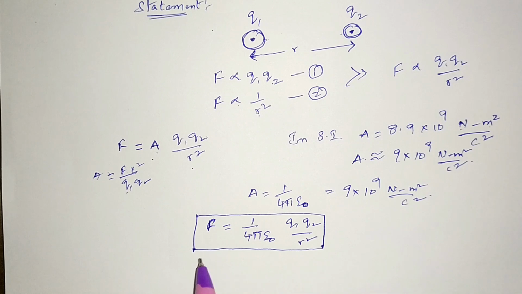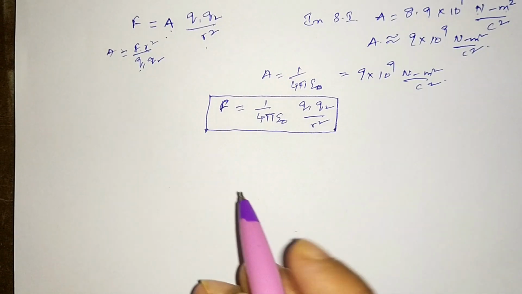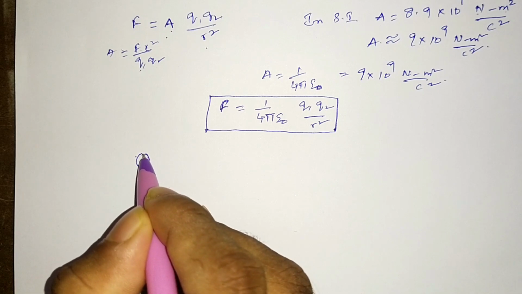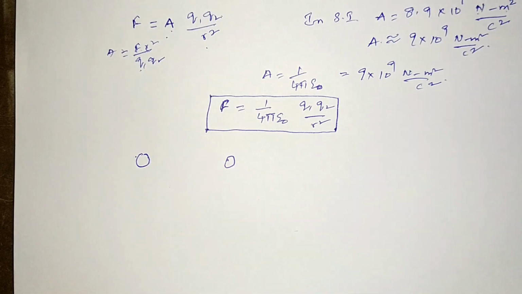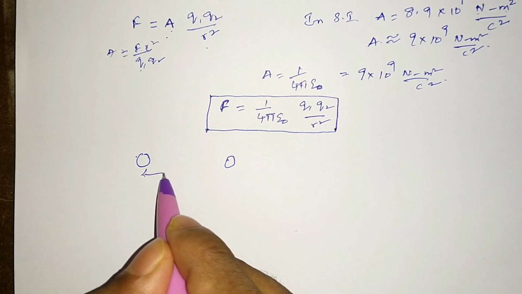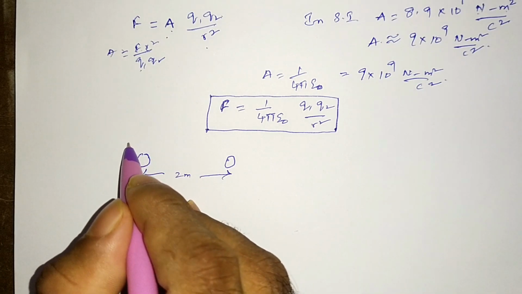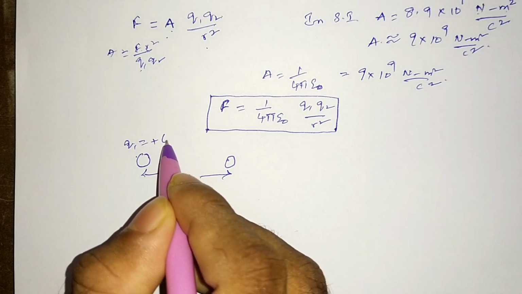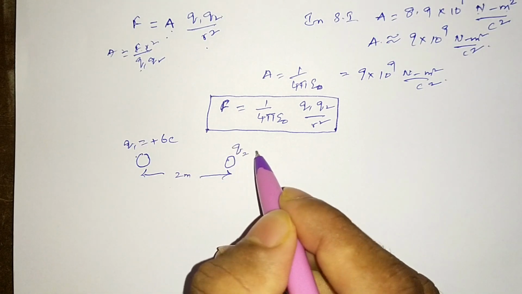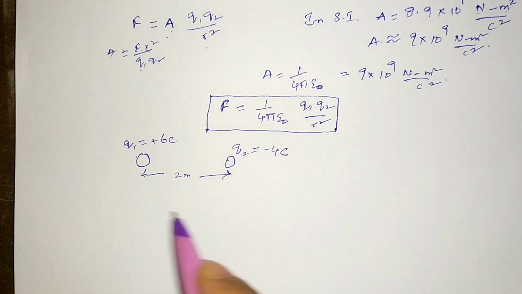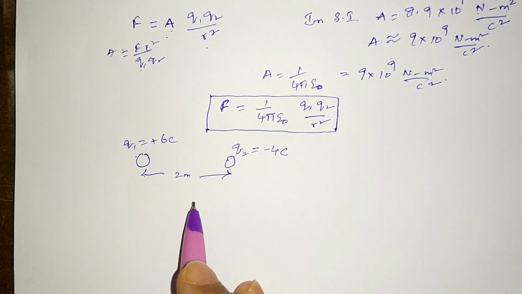So here let us see an example. How to calculate it? For example, let us take two charges, this is one charge and this is another charge. These two charges are kept at a distance of 2 meters, and the charge on the first body Q1 I am taking as plus 6 Coulomb, and the charge on the second body I am taking as minus 4 Coulombs. Now I want to calculate the force between these two charged particles.